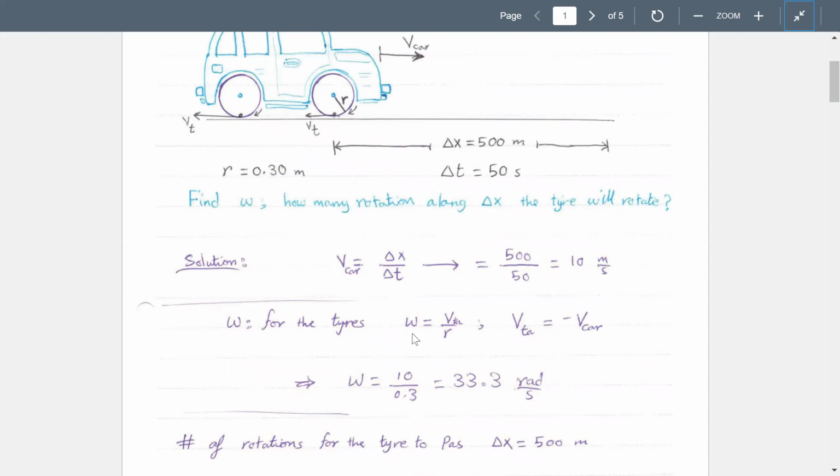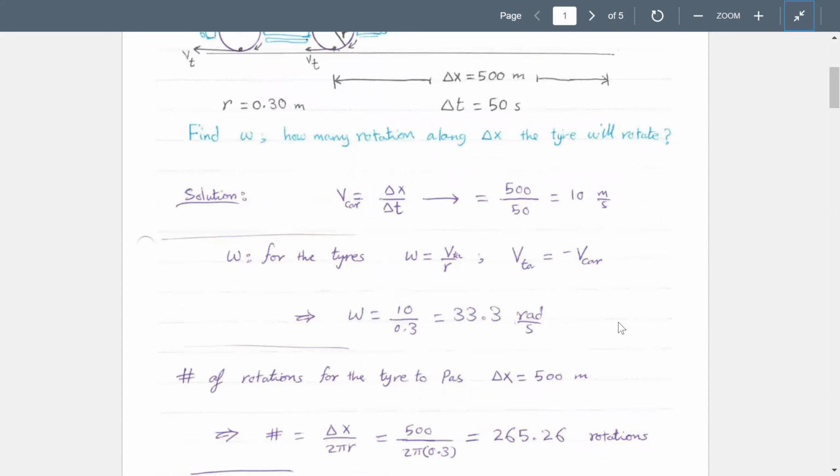Now what about omega? Omega is v tangential over the radius. So the magnitude of omega is 10 over the radius, which is 0.3. It will be 33.3 radians per second. And its direction is negative, just as you see here from the velocity of the car. So this has a negative direction, or we need to put clockwise, not counterclockwise. Okay.